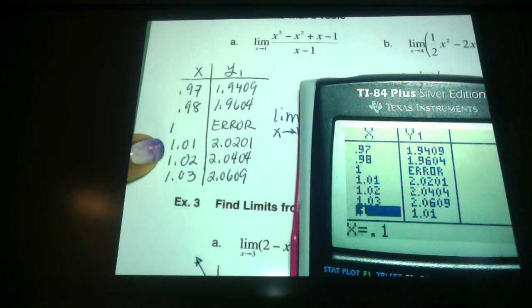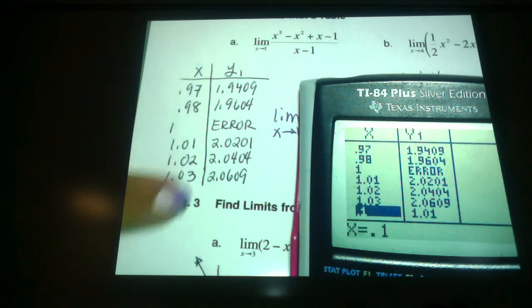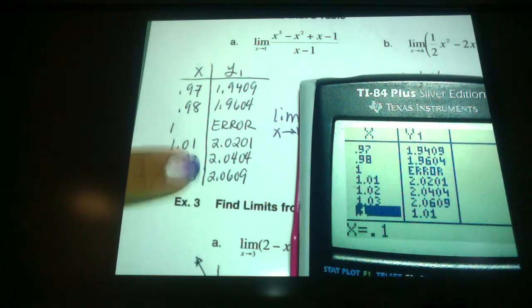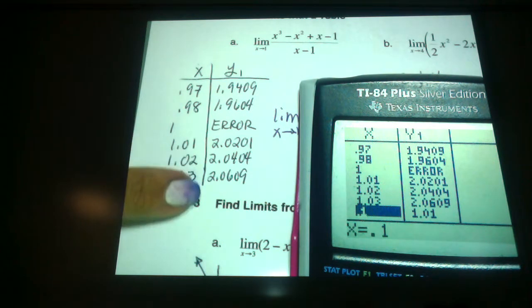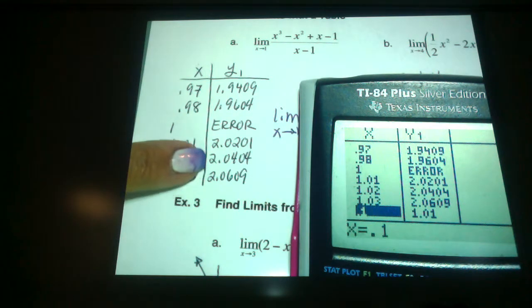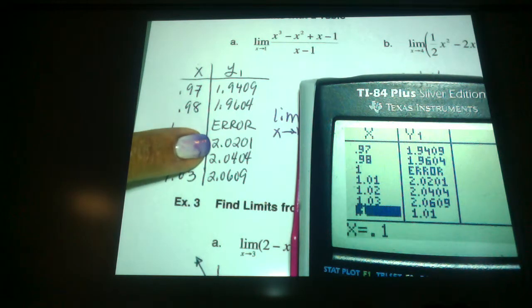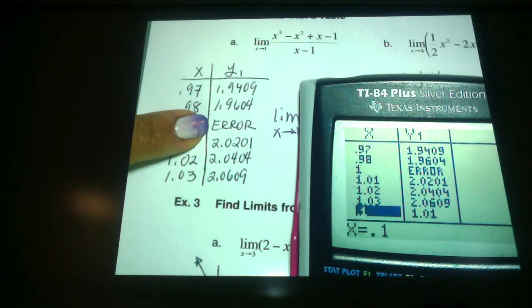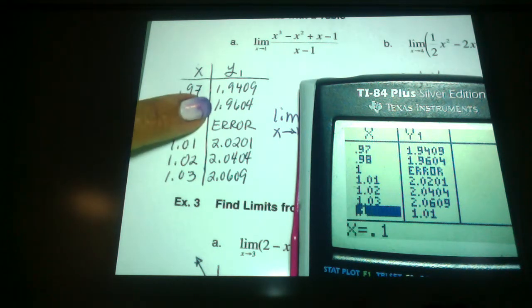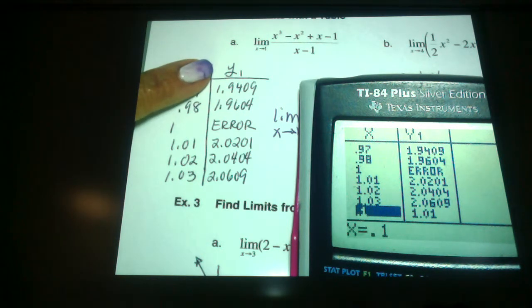As you look at the numbers, if I approach from the right, which means going from the right of 1 towards 1, so I'm really going in the left direction, what's happening to this value? Is it getting bigger or smaller? It's getting smaller, right? It's getting closer and closer to what number? 2. Then we hit the error, we skip over 2, and then this number is getting smaller this way, which makes sense because it should continue to get smaller.